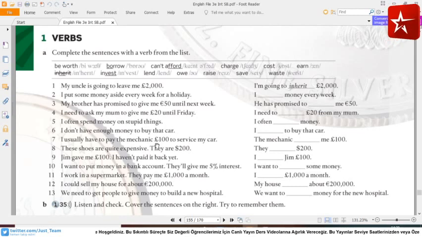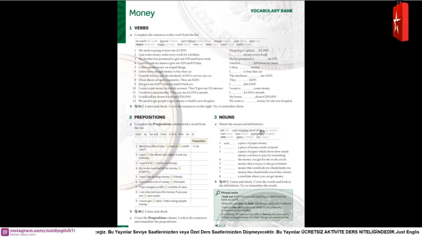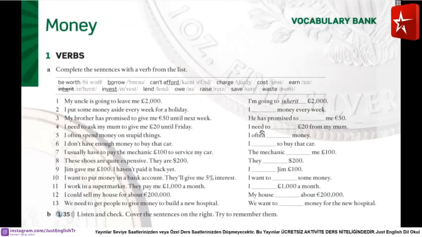I usually have to pay, so it's not the past actually. Something happens regularly. I usually have to pay the mechanic 100 pounds to service my car. It's not about the past tense, so we should use charges, okay? The mechanic charges. A mechanic charged me 100 pounds.